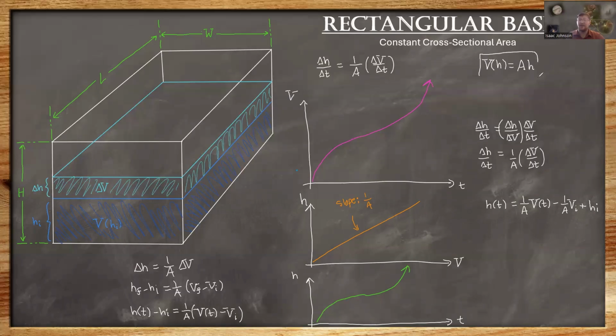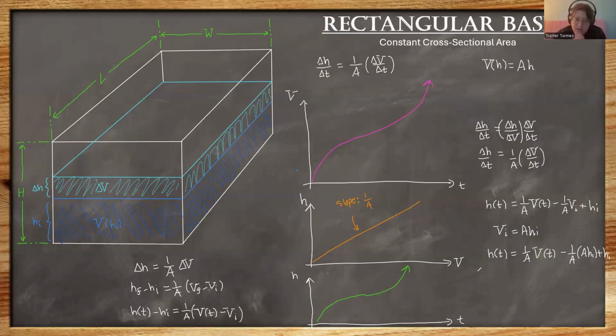But don't we have a function that relates them, right? Oh, yeah. So we could just say V initial equals what? Equals area times height initial. And then we could plug that in for V initial, right? And so now we have minus 1 over A times height initial plus height initial, right? And what happens? The height initials cancel out, and the areas do too.